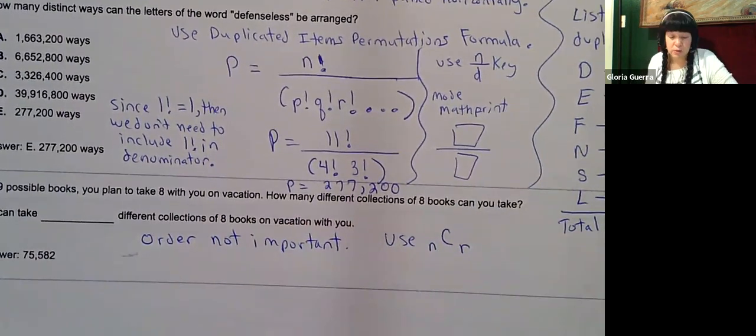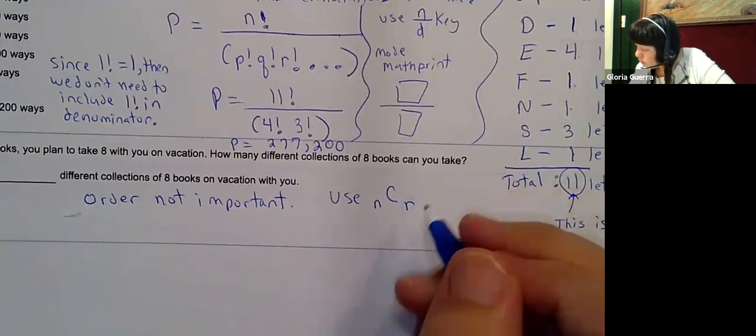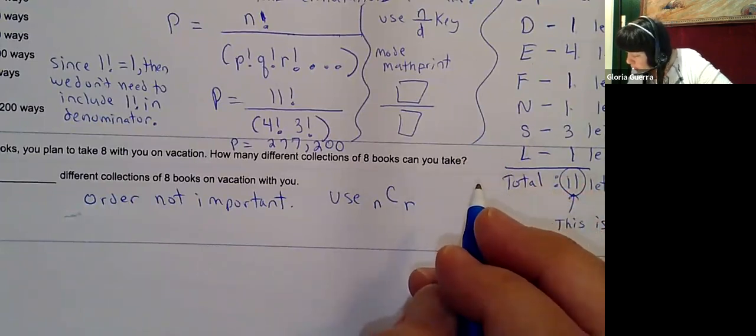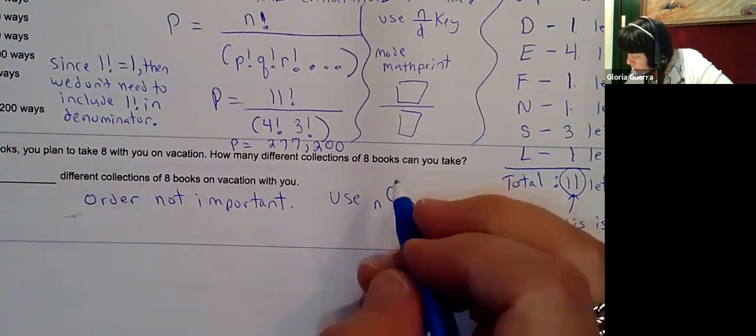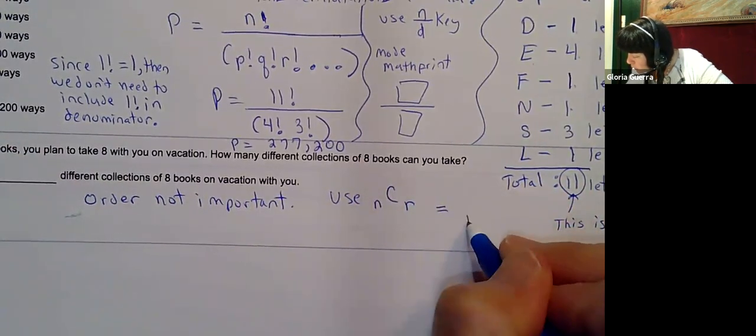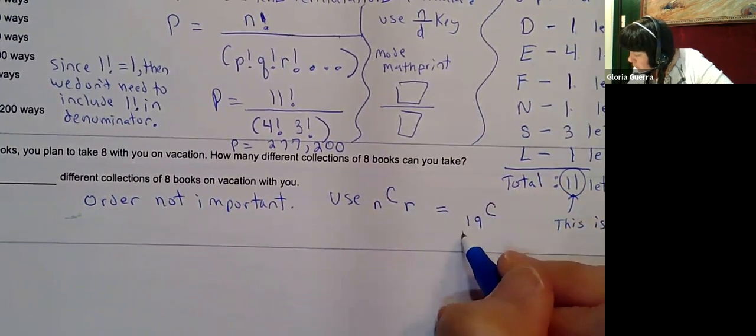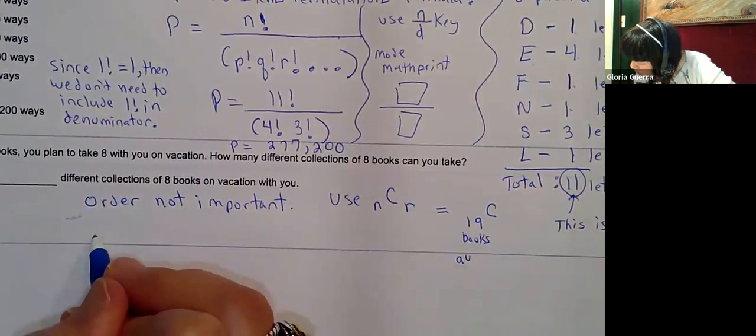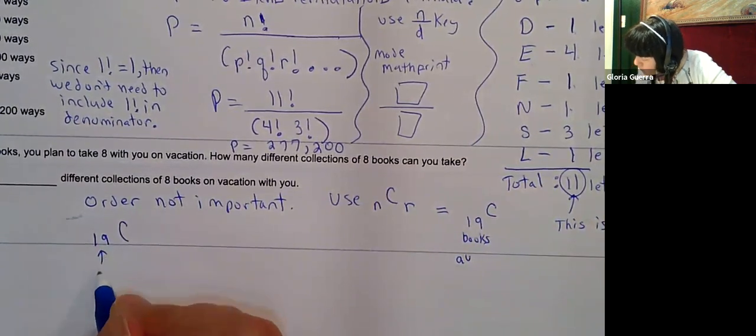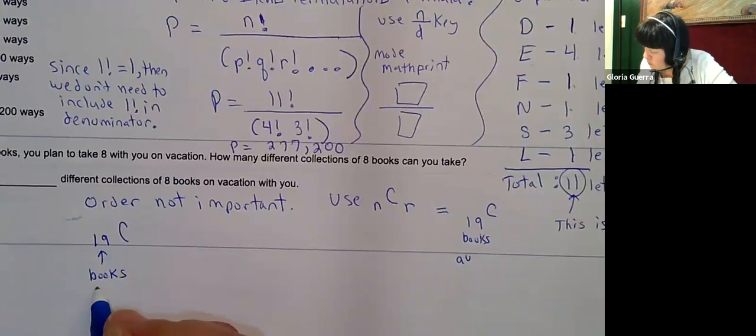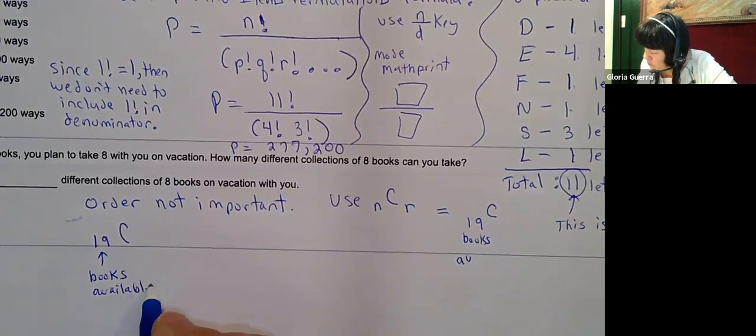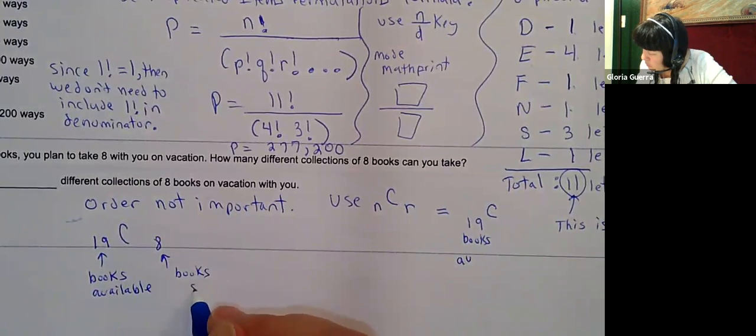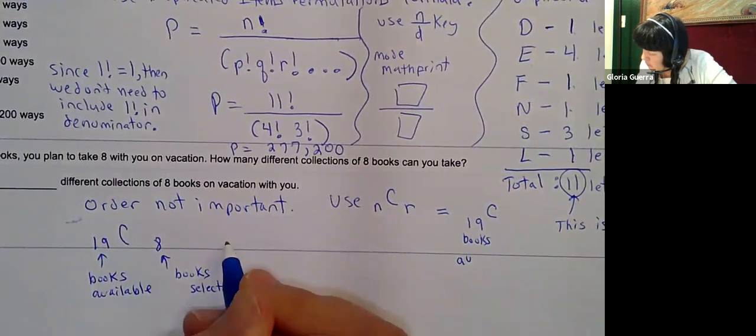I'm using nCr. Remember, the larger value goes first, and the larger value is 19. So this is equal to 19 books available, and we're taking 8 books selected.